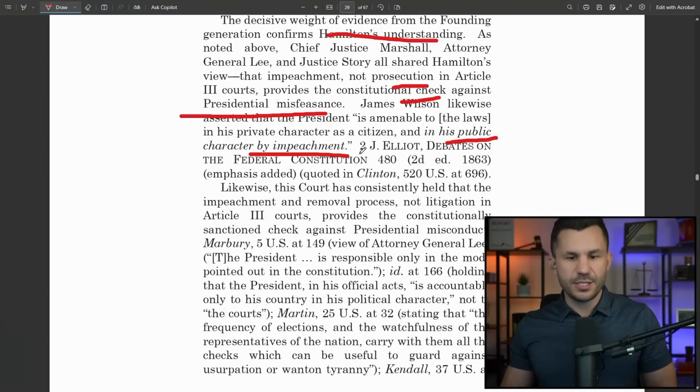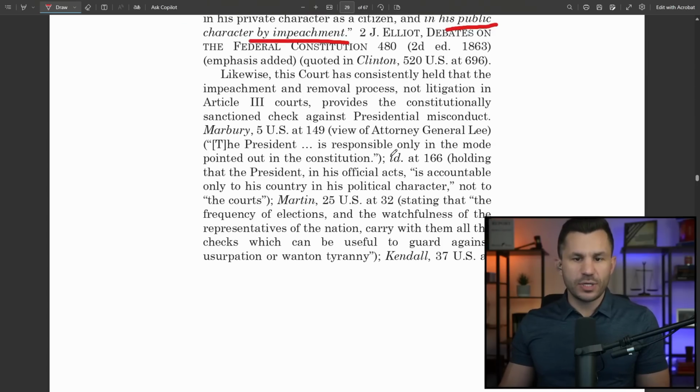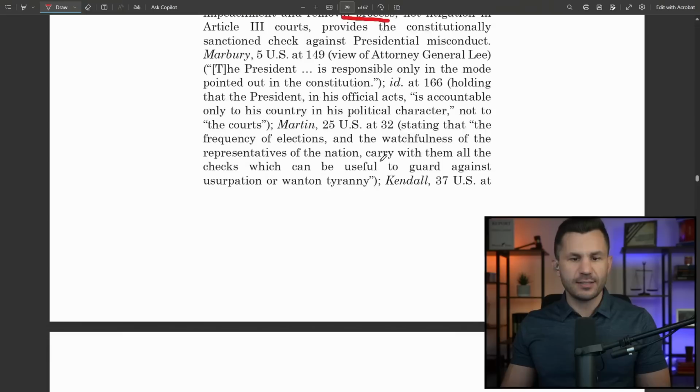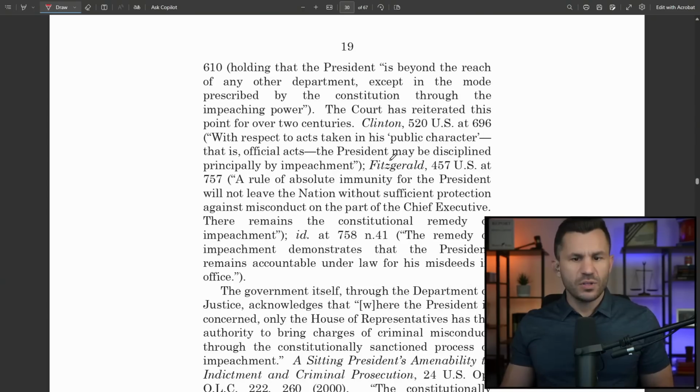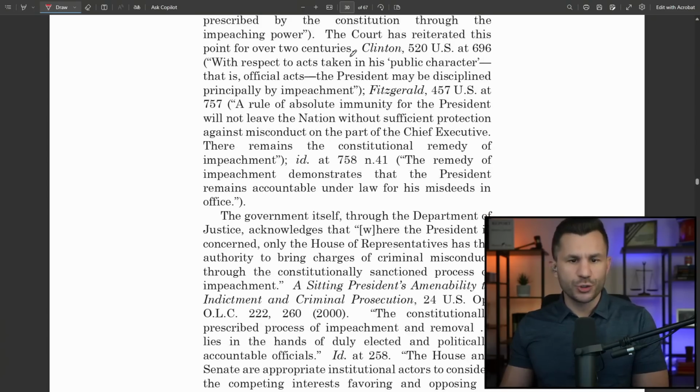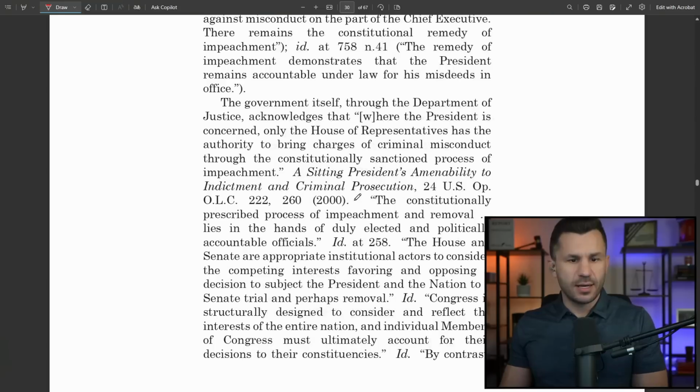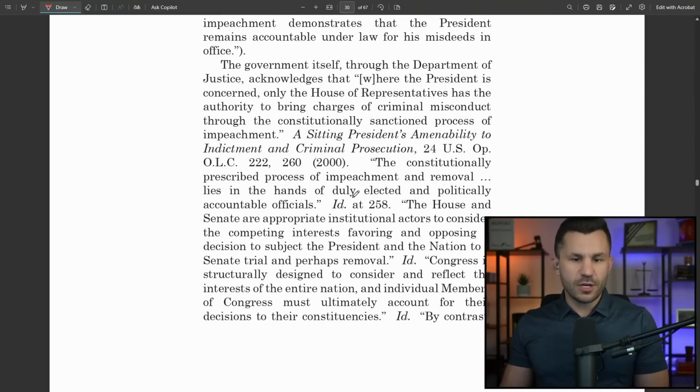Wrote that in 1863. And so likewise, this court, the Supreme Court, has consistently held that the impeachment and the removal process, not litigation in Article 3 courts, provides the constitutionally sanctioned check against presidential misconduct, saying this court has reiterated this point for over 2 centuries. A lot of case law. Now, the government itself, through the DOJ, they acknowledge this. They say that where the president is concerned, only the House of Representatives has the authority to bring charges of criminal misconduct, through the constitutionally sanctioned process of an impeachment.